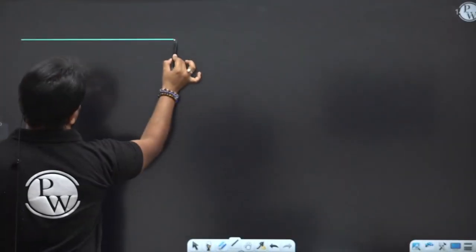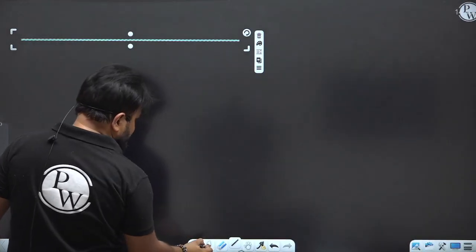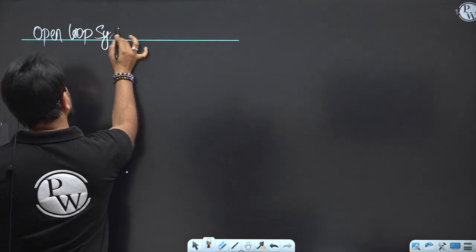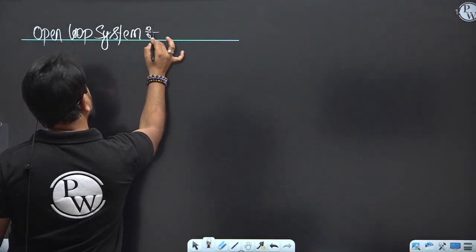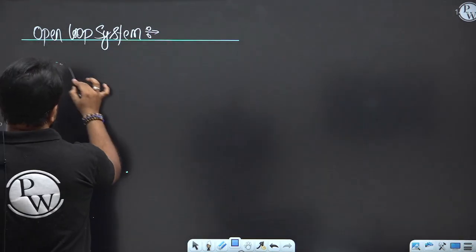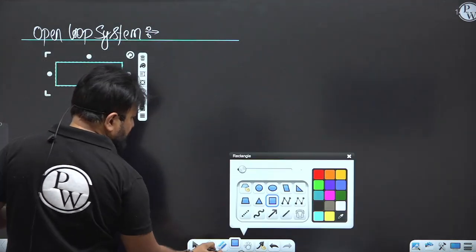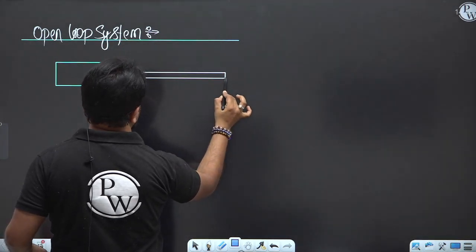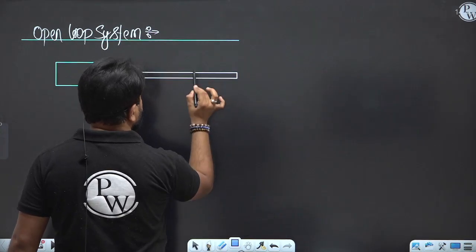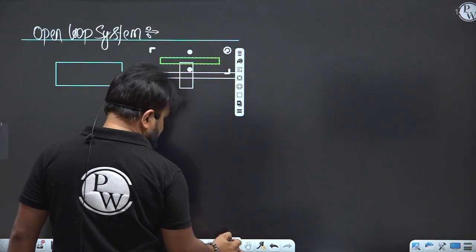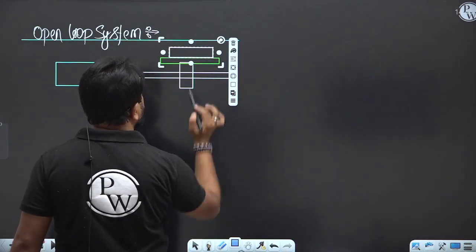So let me write down the open loop system first. Try to understand the open loop system. Now, in the open loop system, there will be a control unit, and there is a stepper motor. The stepper motor is connected with a shaft, with a lead screw. On the lead screw there will be a nut, and on the nut there will be a table, and on the table there will be a workpiece.